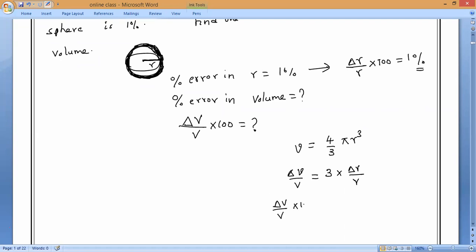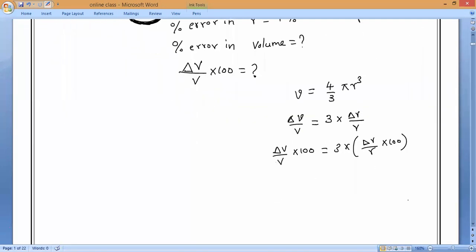So delta V divided by V into 100 is equal to 3 into delta R divided by R into 100. We already know delta R divided by R is equal to 1%. Here 4 by 3 pi is a constant value, so it does not contribute anything.